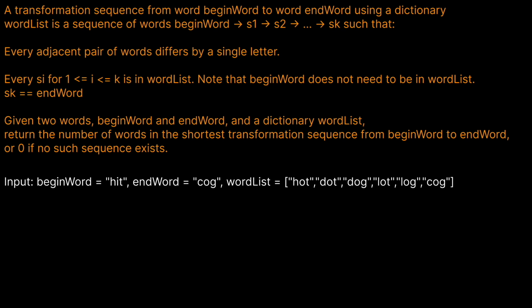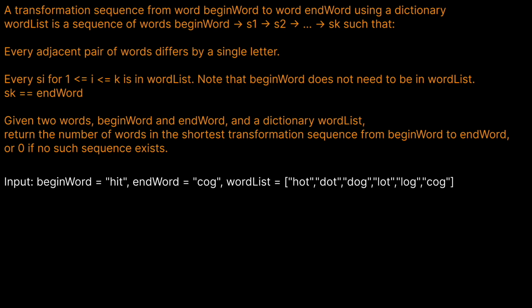Today we're going to be solving Leetcode problem 127, word ladder. A transformation sequence from a word begin word to word end word using a dictionary word list is a sequence of words begin word goes to S1, S2, ... SK such that each adjacent pair of words differs by a single letter. Every s of i is in the word list, and note that begin word does not need to be in the word list, and sk equals end word.